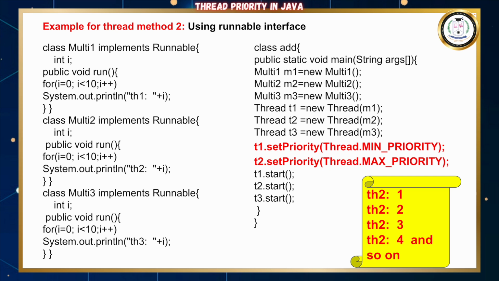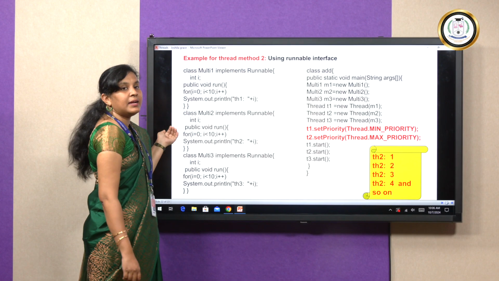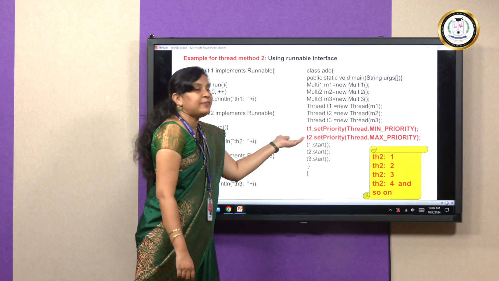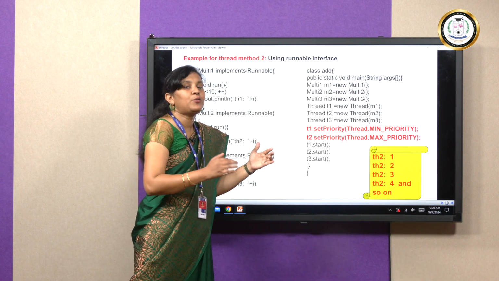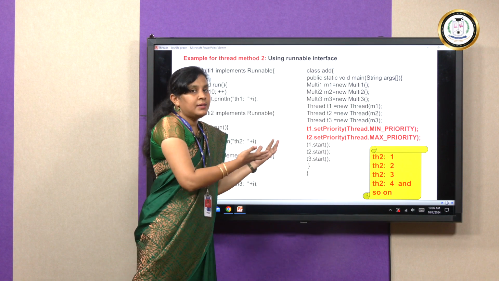To start running, we use t1.start, t2.start, t3.start. This will start running the program. Each and every for statement coming under your run will be started. But the max priority is given to the second thread, so the second thread will complete all its activity before all other threads complete. That is how we are giving the priority to the second thread.